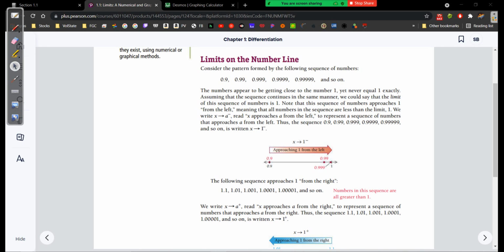The numbers appear to be getting close to the number 1, yet never equal 1 exactly. Assuming that the sequence continues in the same manner, we could say that the limit of this sequence of numbers is 1. That makes sense. We're obviously approaching the number 1 if we just kept going. We just keep adding a 9 and getting closer and closer.